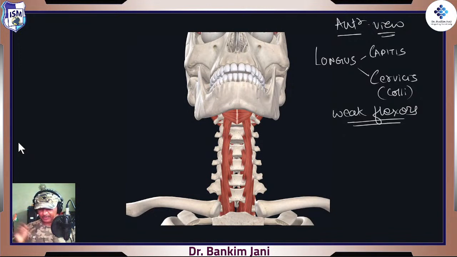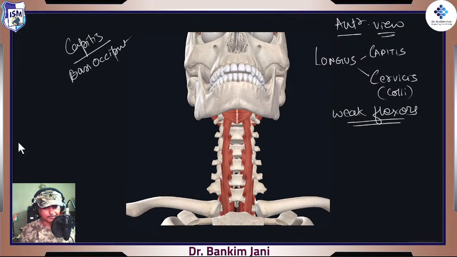So how are they arranged? For the capitis, it is interesting. Fibers go all the way from the base of the occiput to the transverse processes of C3, C4, C5. That's why it is capitis.